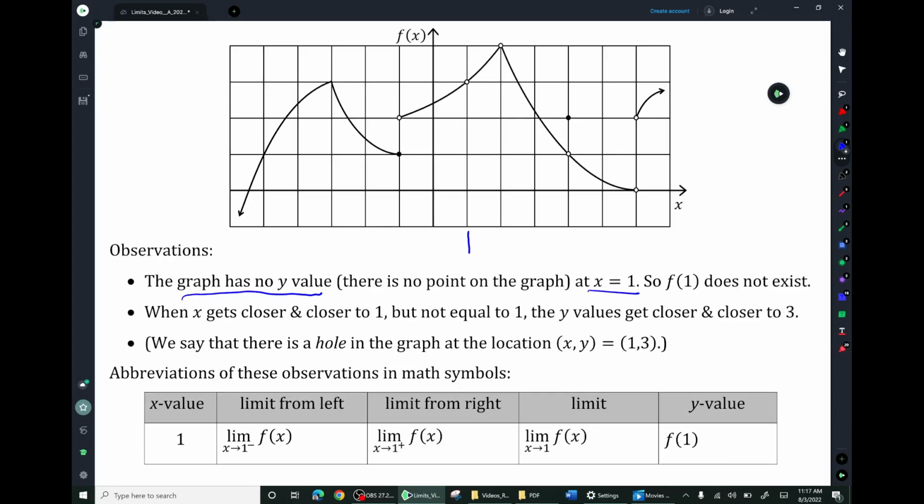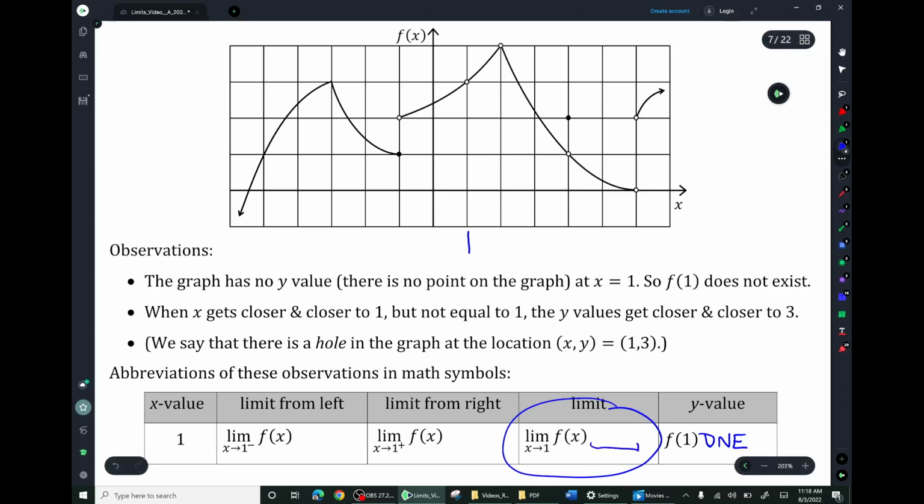Well, since the graph has no y value at x equals 1, we have to conclude that f of 1 does not exist. That is, the y value does not exist. That means that in the cell of the table for the y value, we write the following. We write DNE for does not exist. Now what about this cell of the table? We have to find what goes here.